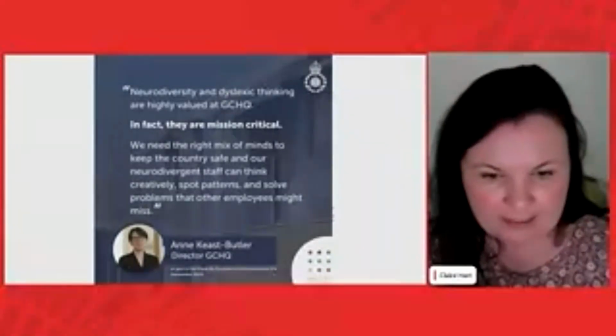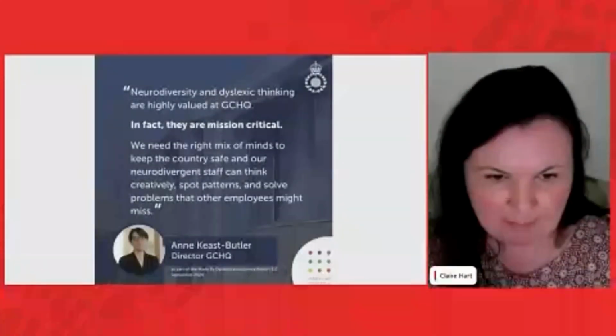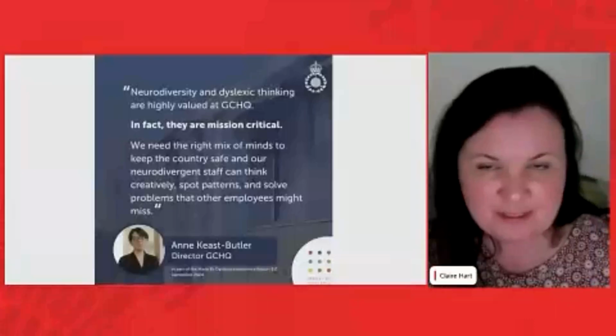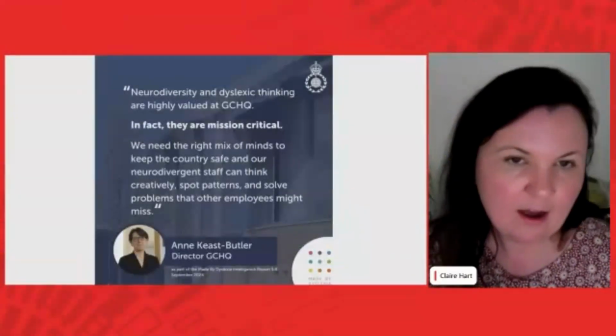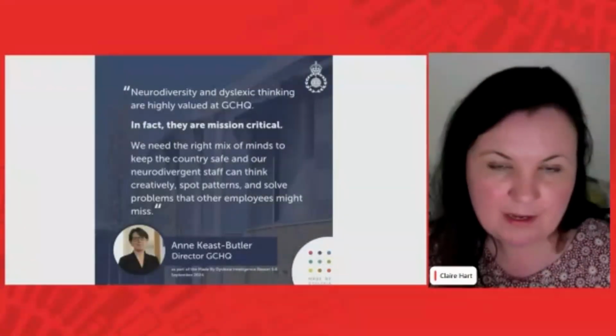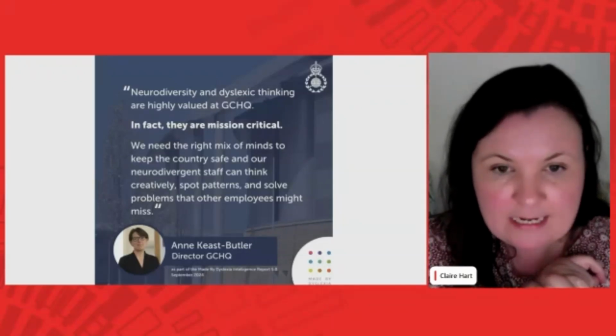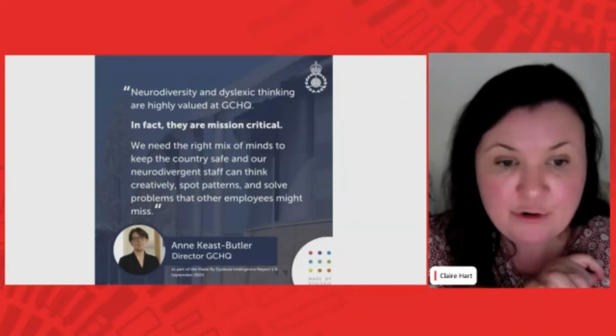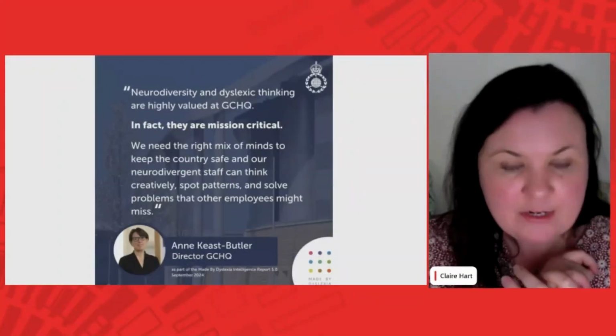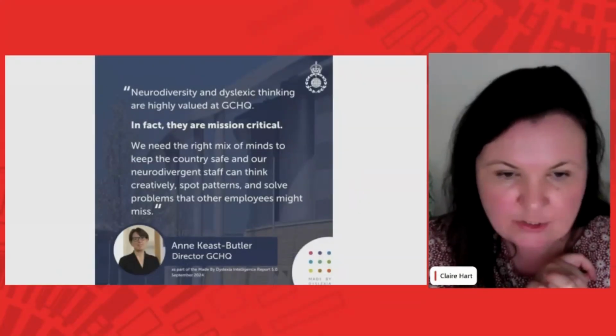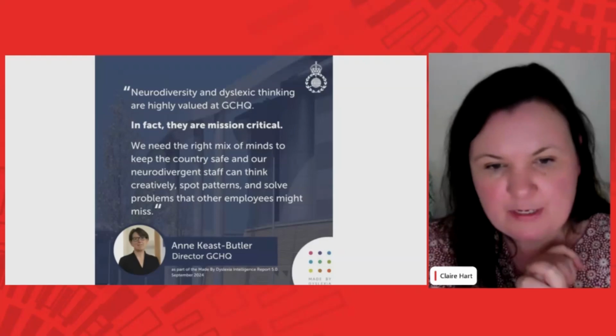And the current director of GCHQ, Anna Keyes-Butler, has said, neurodiversity and dyslexic thinking are highly valued at GCHQ. In fact, they are mission critical. We need the right mix of minds to keep the country safe, and our neurodivergent staff can think creatively, spot patterns, and solve problems that other employees might miss.